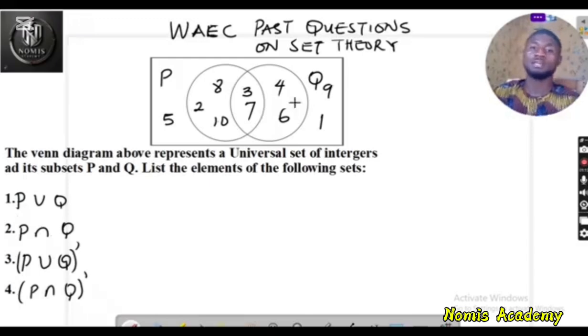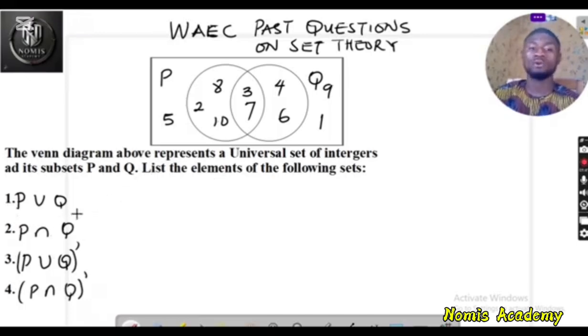Looking at this, you can see that we have a universal set, a subset P, and a subset Q in the universal set. So we have all these put together. The question says that the Venn diagram above represents a universal set of integers and its subsets P and Q. List the elements of the following sets. So let's take them one after the other.